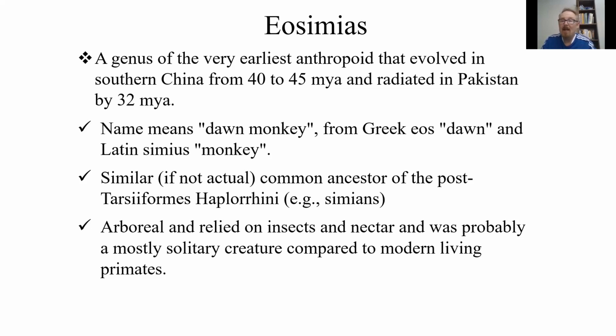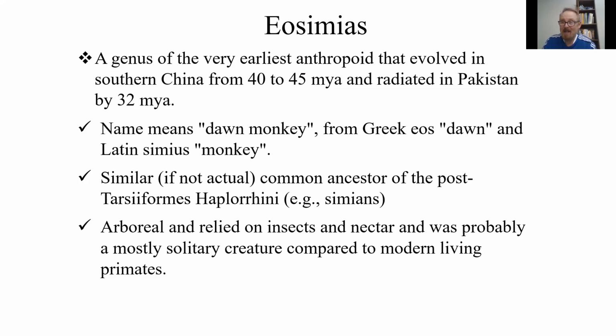And we know that it's making radiations all over Europe. But we've got fossil remains in Pakistan by 32 million years ago. We certainly think that part of this genus could have established itself very early on in Africa, by 40 to 39 million years ago also. So it's part of a large adaptive radiation that could very well have given rise to all the anthropoids in Africa. So what does its name mean?